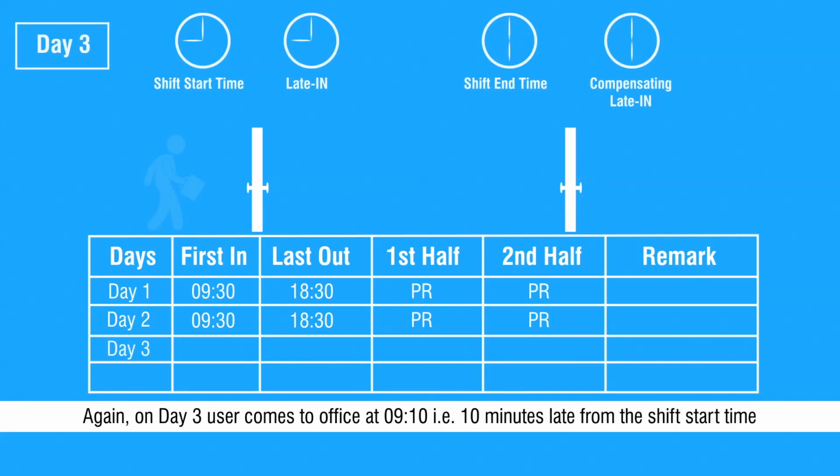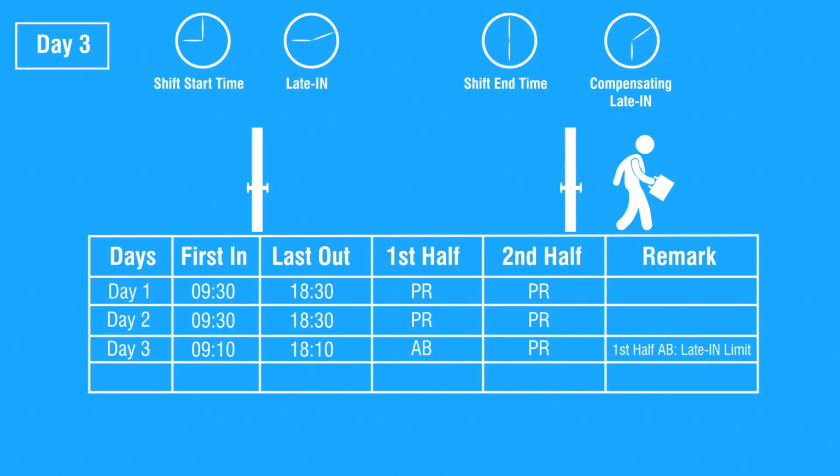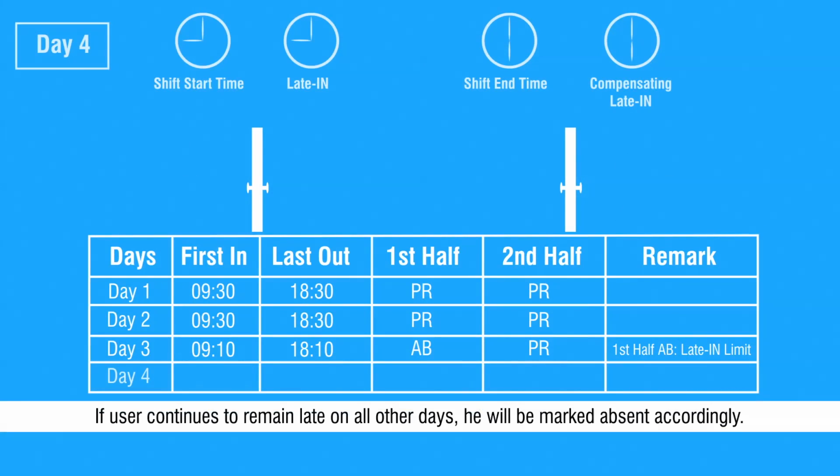Again, on day 3, user comes to office at 9:10, that is 10 minutes late from the shift start time and leaving the office at 18:10. Due to the completion of LateIN minutes, system marks him absent for first half. If user continues to remain late on all other days, he will be marked absent accordingly.